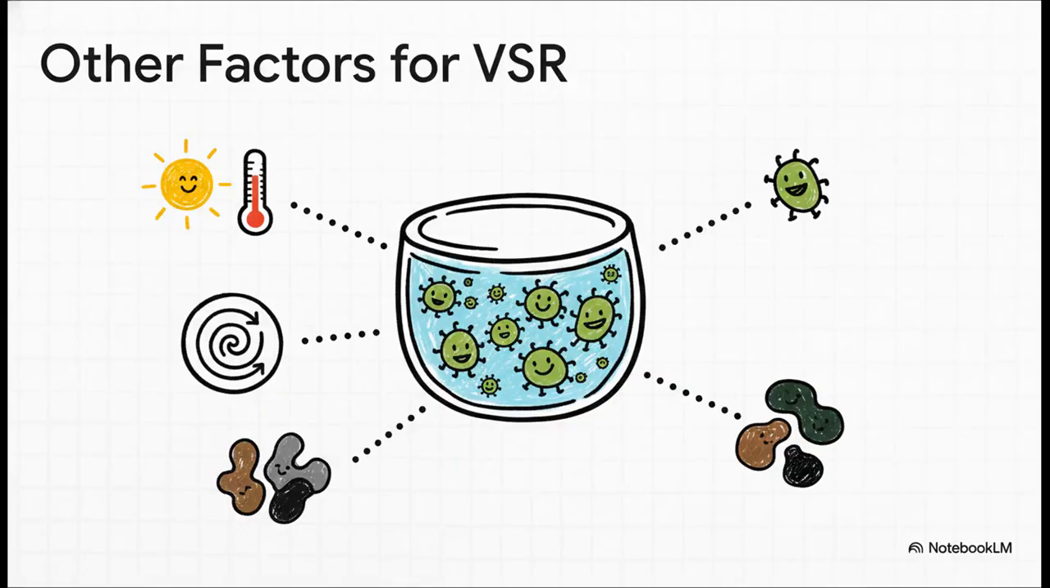Now, of course, while time is the main ingredient here, it's not the only thing. Other factors definitely play a part. Things like temperature, because warmer conditions can speed up the microbes, and good mixing, which makes sure they can find their food, are also super important for getting that final VSR score as high as possible.